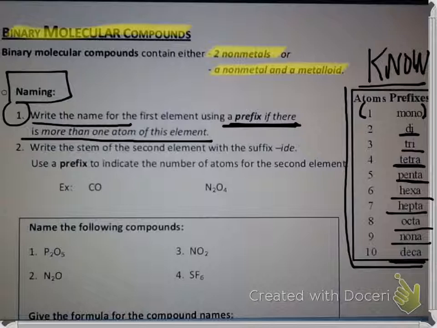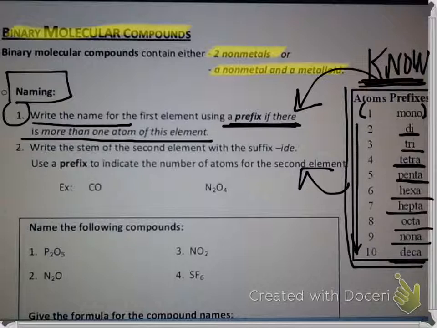So we're only going to know the first 10 prefixes, but trust me, there are many more in the naming system by IUPAC. So I want you to learn these, and we're going to apply them to these rules here. Alright, so for the first element, if you have more than one of that atom, you're going to use the prefix di all the way to deca.